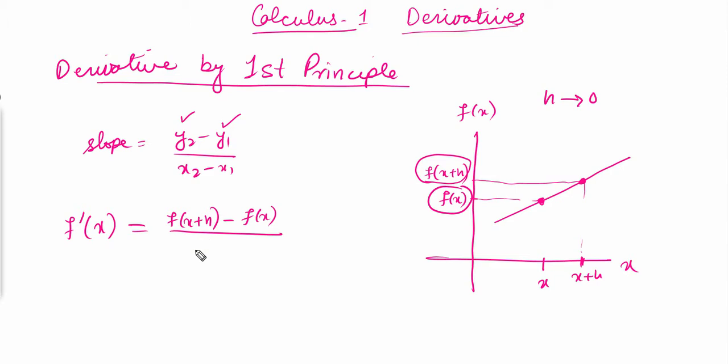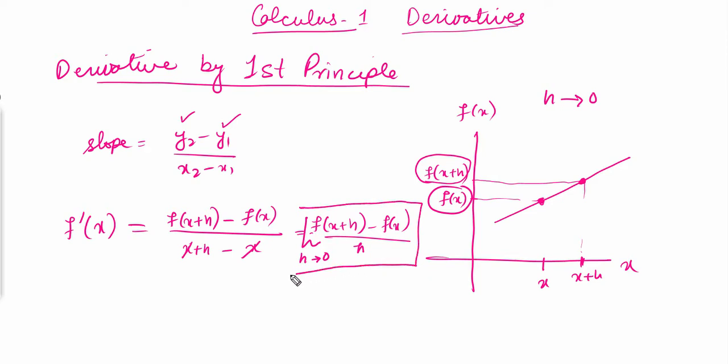the x coordinates. This is the second point and this is the first point. The x coordinate of the second point, this is x2, will be x plus h, and x1 is only x. So it will become equal to f of x plus h minus f of x whole divided by h. This x and minus x will get cancelled. Now this h is so small that it approaches 0, so I'll put the limit of h approaches 0. So here is the formula for the first principle in order to find out the derivative of any function.